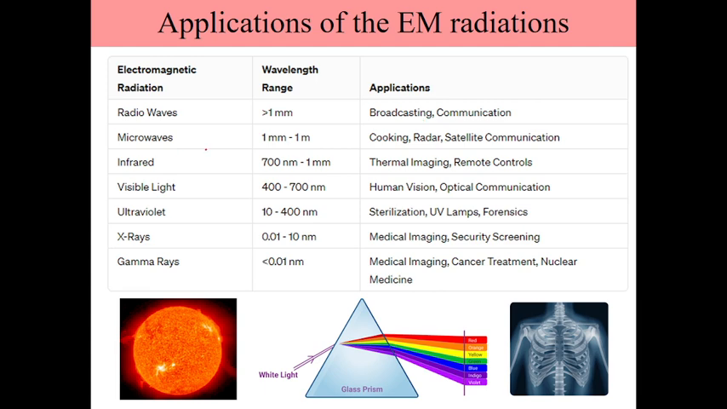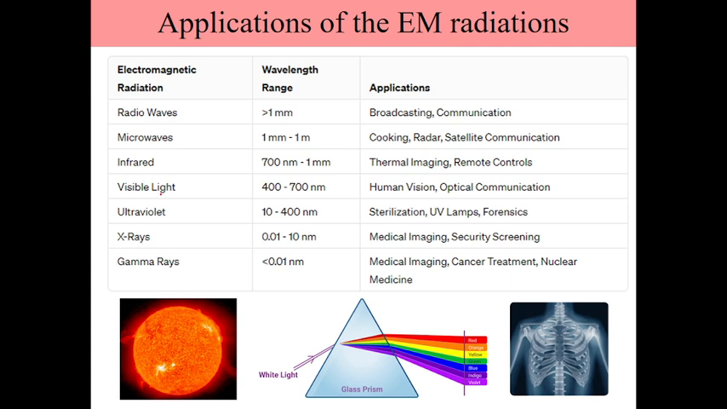Then come the microwaves. Microwaves range from 1 millimeter to 1 meter. This is used for cooking, and also for radar and satellite communication. Infrared radiations range from 700 nanometer to 1 millimeter, and these are involved in thermal imaging, remote controls, etc. Visible light ranges from 400 nanometer to 700 nanometer, and this is of course used for human vision, and for optical communication.